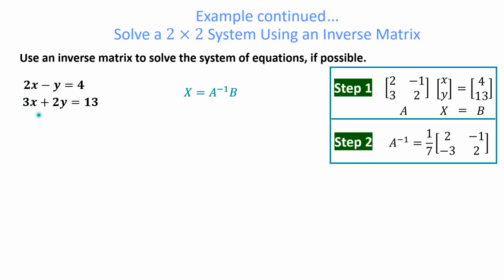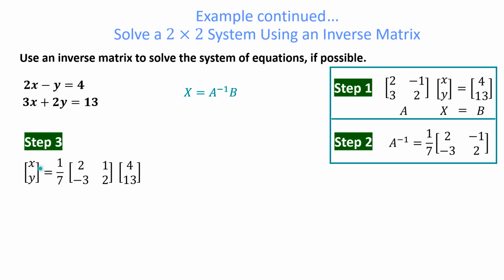So to continue this example, we had a system of equations, and for step 1 we wrote this in matrix form. And for step 2 we found the inverse of this matrix A over here. So for step 3 we simply need to find out the matrix X by multiplying the inverse of the matrix A, which we have over here, with the matrix B, which we know is over here. So let's write this down. So we can see the matrix X, I've written X and Y over here. The inverse of the matrix A, I've written over here. And the matrix B, I've written over here. So now we need to multiply these two matrices together.